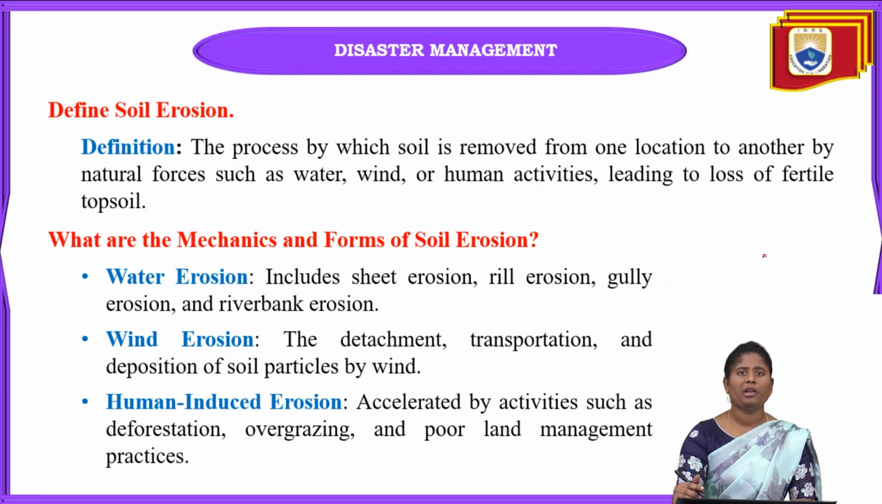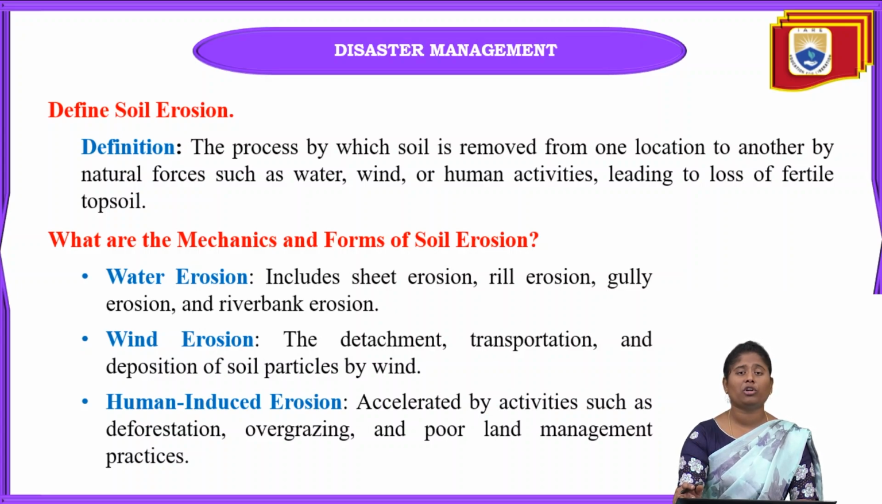Next one is soil erosion. What is meant by soil erosion? This is nothing but the process by which soil is removed from one location to another. The top layer of the soil can be wiped out because of natural resources like water, air, wind, or also human activities, which can lead to the loss of fertility of the topsoil. That is called soil erosion.